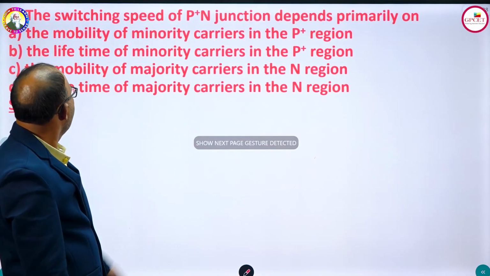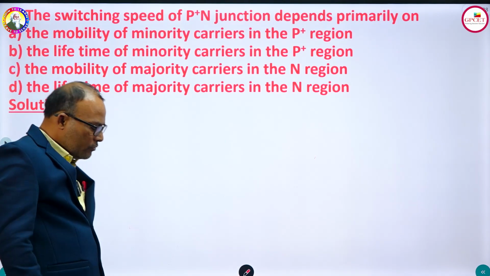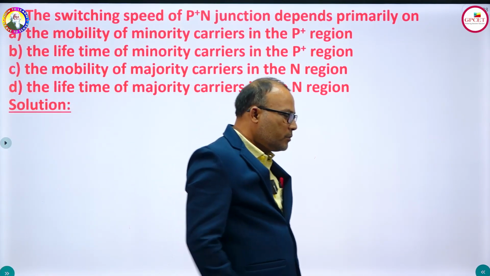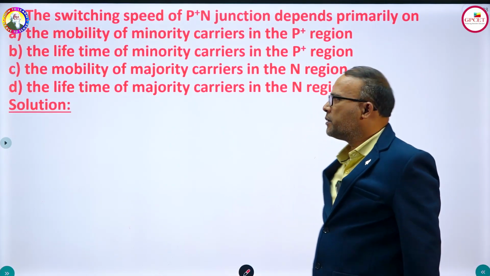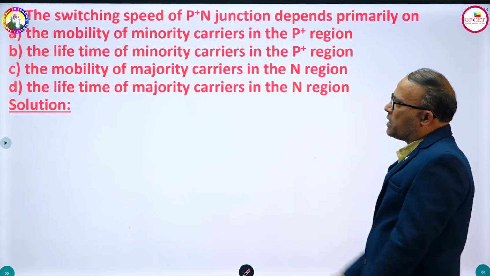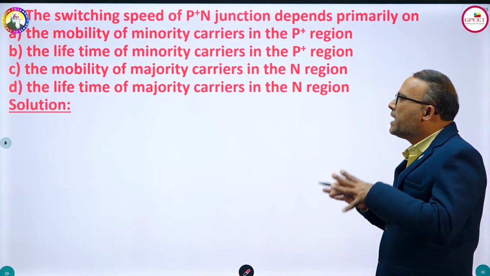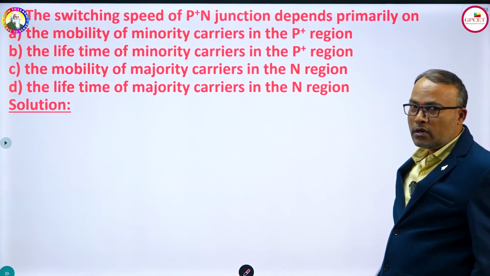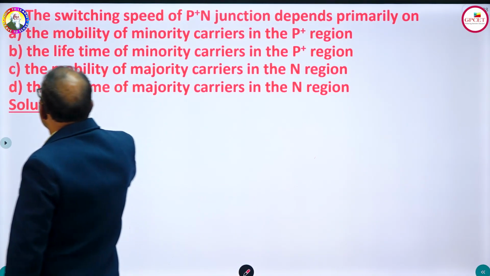Next one. The switching speed of a P plus N junction depends primarily on what? What is the switching speed? It means the charge carriers have to move from P to N type or N to P type. So what does it depend on? Actually, the switching speed depends only on the lifetime of charge carriers, not on the mobility of the charge carriers. So wherever mobility is present, it is wrong.